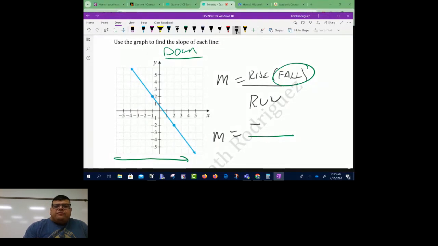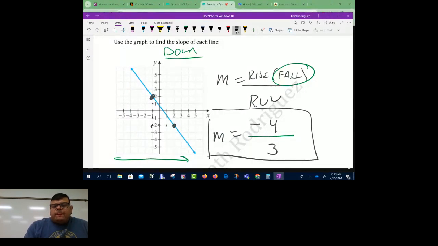Now, let's think about this for a minute. Here is a point on my graph, and here's another point on my graph. I want to count how many spaces down we had to move. Look, 1, 2, 3, 4. We moved down 4 spaces. Now, from here, how many spaces do I have to move to the right? 1, 2, 3. There's the slope of my line, right? We found it. All we had to do was count.